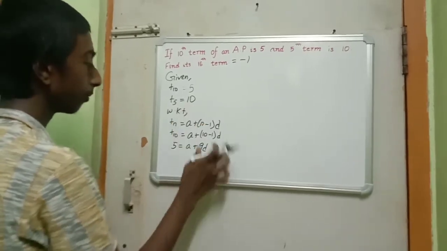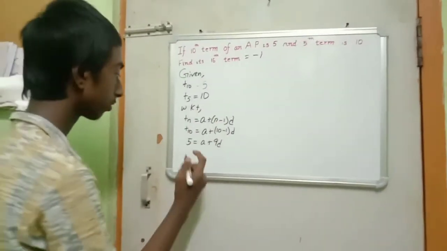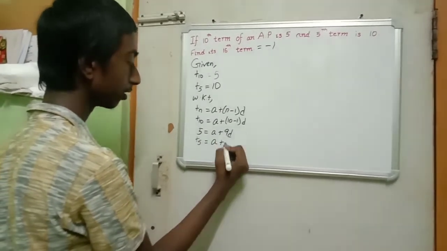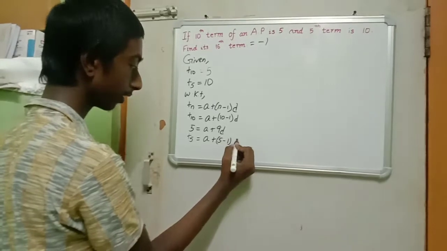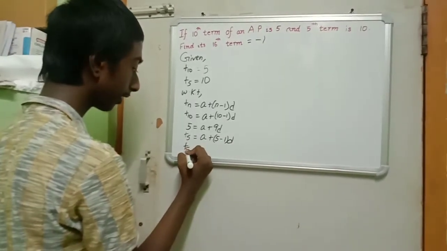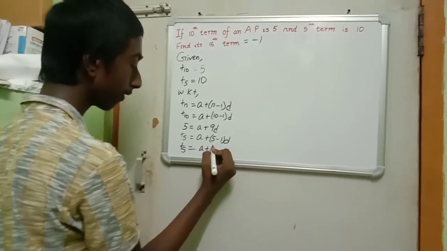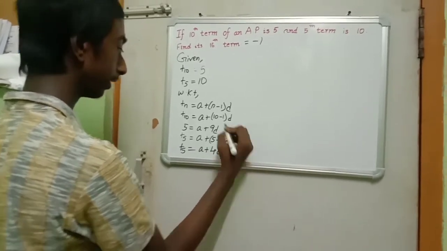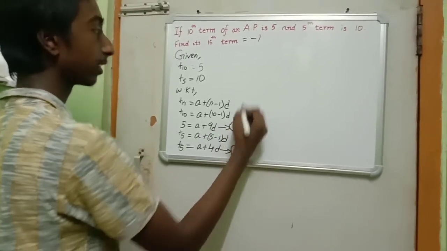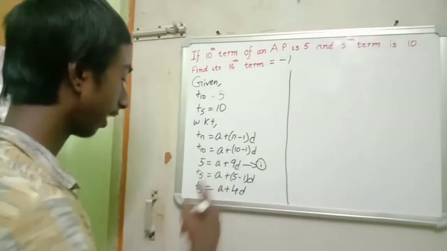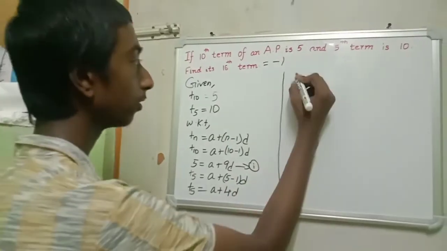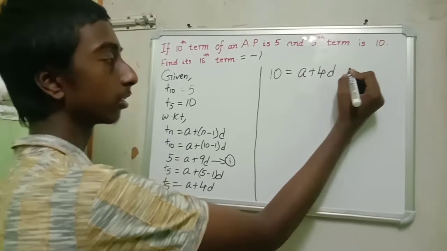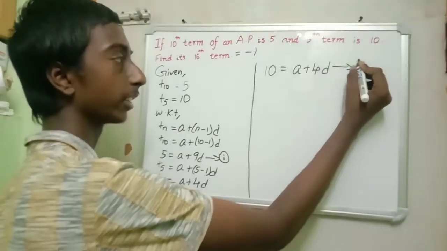Next, doing the same with this also. T5 equals A plus 5 minus 1 into D, so T5 equals A plus 4D. Let's call the first one equation 1 and this one equation 2. T5 is given as 10, so 10 equals A plus 4D. Let's take it as equation 2.